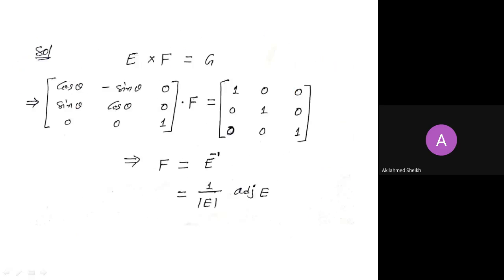Now here, E into F equals G. This is the given term. This is E, which is the given matrix, into F. G is the identity matrix.